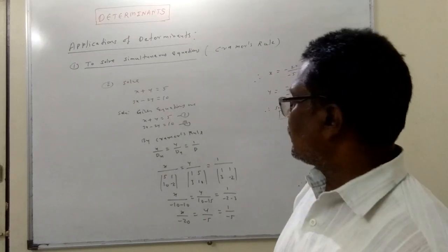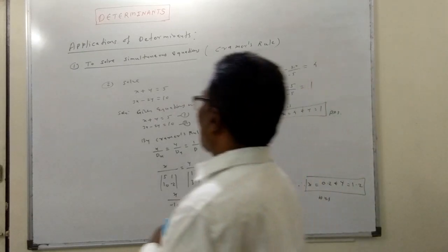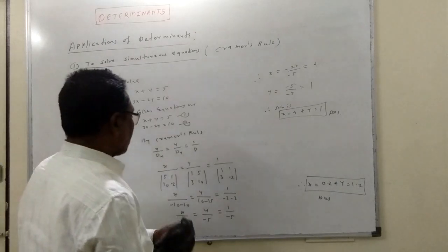Okay, we will stop here. In the next period, we'll study how we solve simultaneous equations in 3 unknowns by using Cramer's rule.